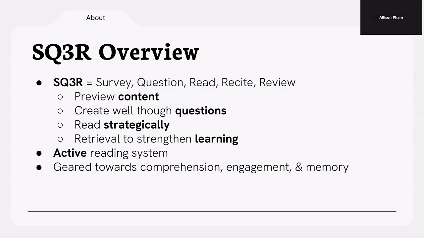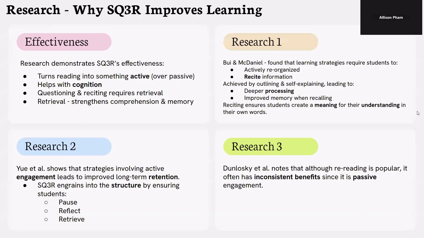Now, it is an active reading system, meaning that it is able to provide students with the opportunity to further retain information, and also generally it is geared towards comprehension, engagement, and memory, meaning that students are able to learn further, and also it is better for long-term usage. Now, SQ3R improves learning through its effectiveness, especially through different research articles, which I'll be heading to shortly.